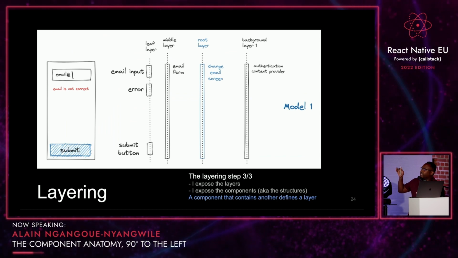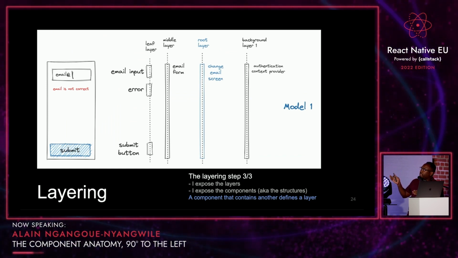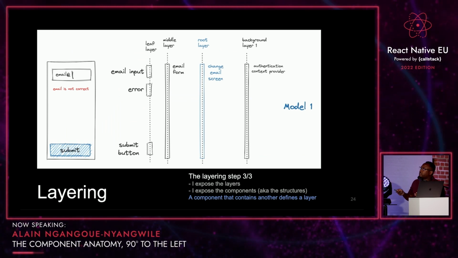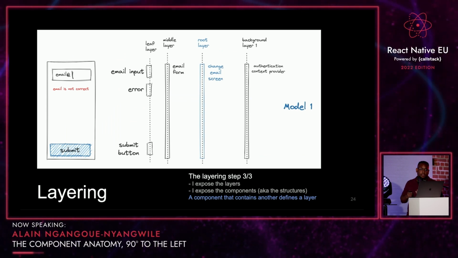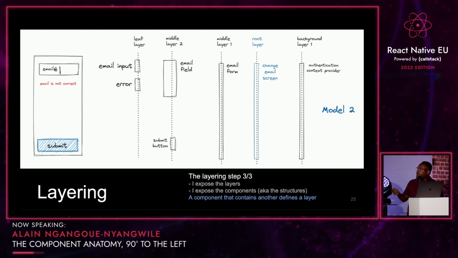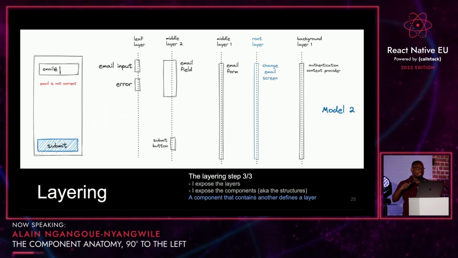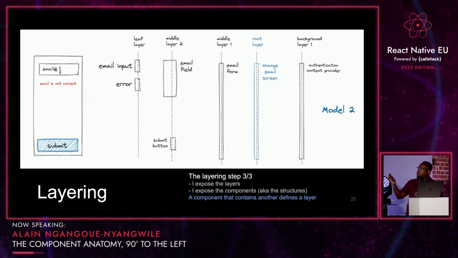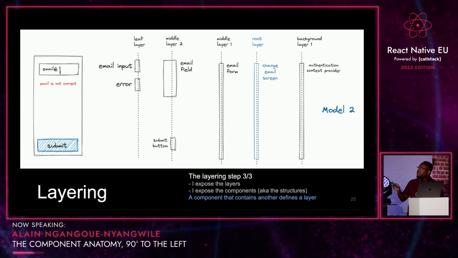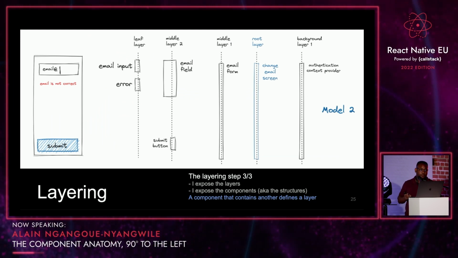So behind the root layer, we have a background layer for the authentication context provider. This is one way to do that, but you can have a different approach. If, for instance, in your project you have an email field that will be used in many places, you can decide to create a layer for the email field, and this will be the way you do it. But for the purpose of this presentation, we will just keep the first model.